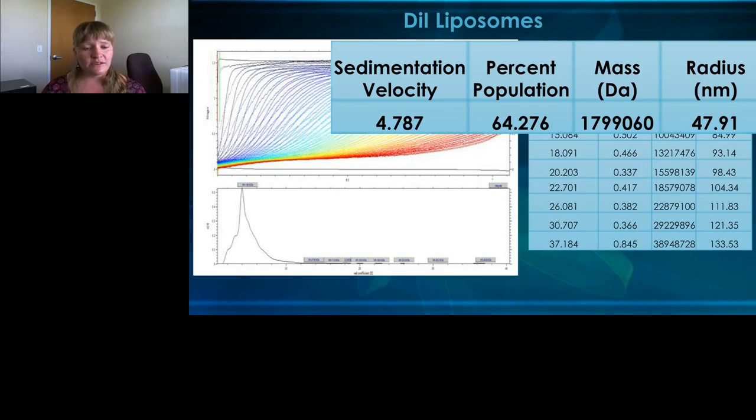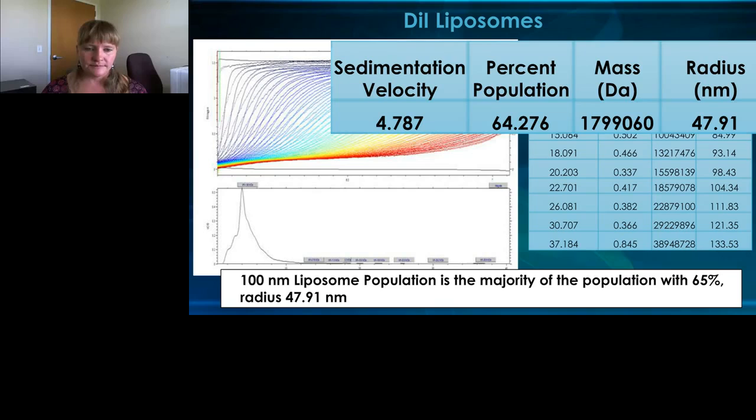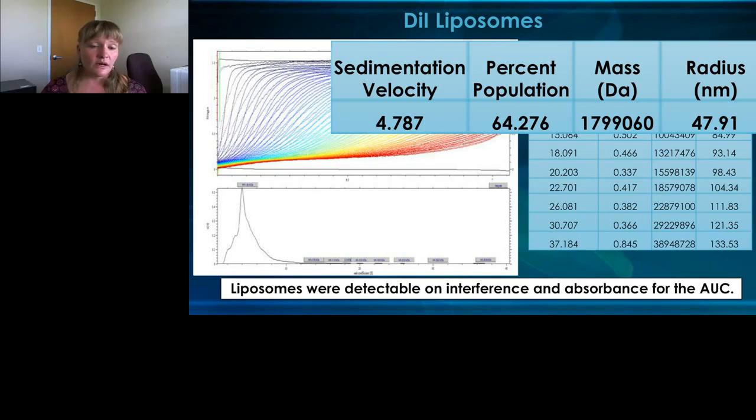However, what we found is that the sedimentation of the liposomes is faster than EVs, but it was much more similar than the polystyrene beads. Liposomes were also detectable not only on interference, but also absorbance because of the lipids.